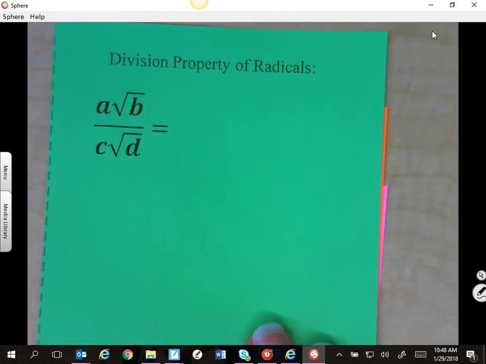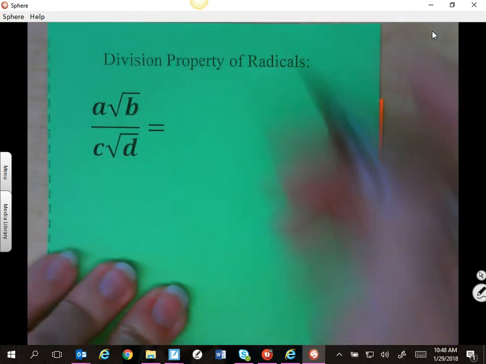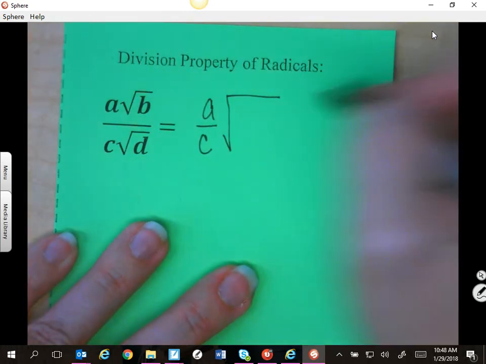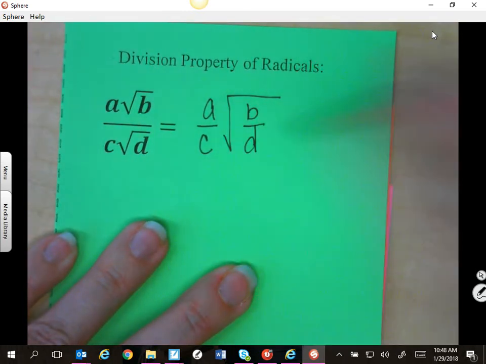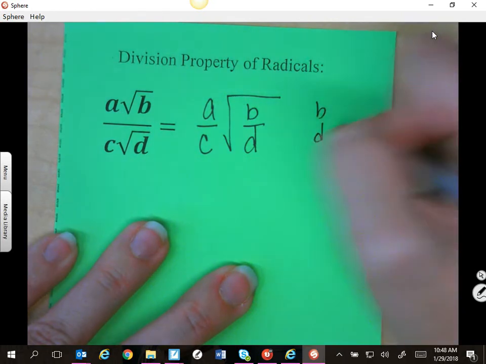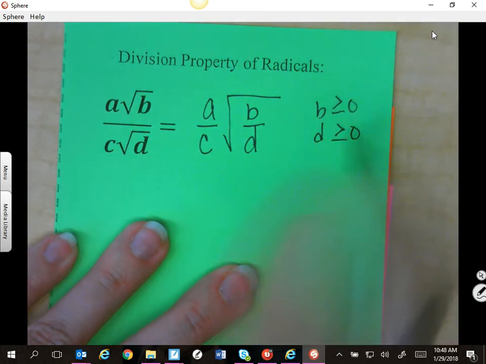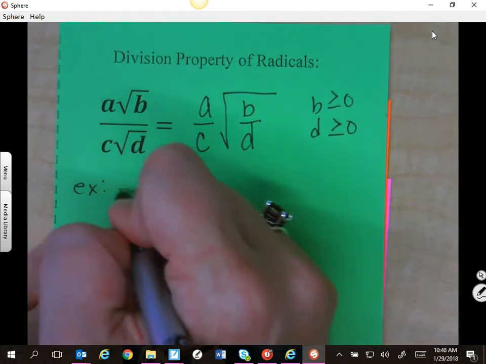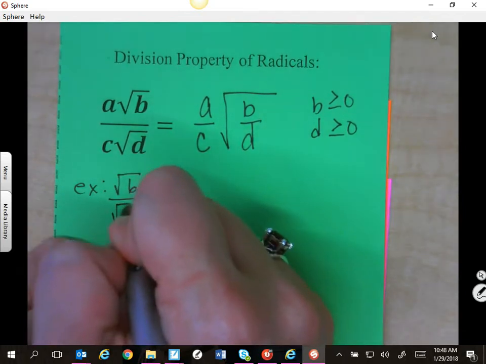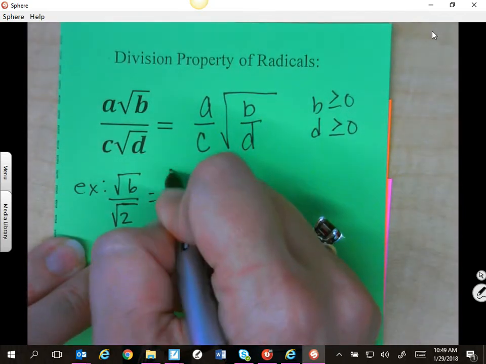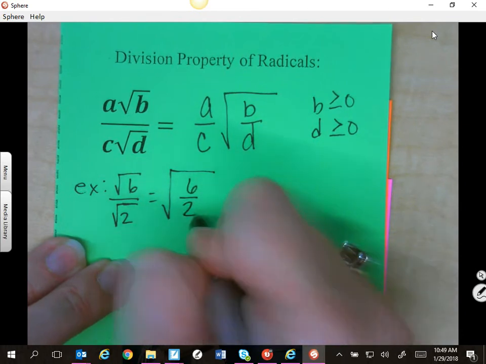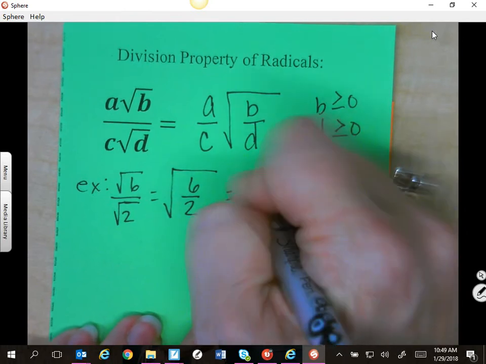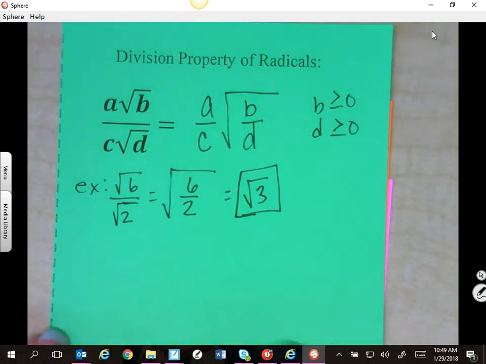Dividing is just as easy as multiplying, where you're going to divide your coefficient and you're going to divide your radicand. Again, b and d need to be greater than or equal to 0. We're not going to have any negative numbers. So if I gave you the square root of 6 over the square root of 2, we're going to write that as one big radicand, square root of 6 over 2, and I know that is the square root of 3, which does not simplify.